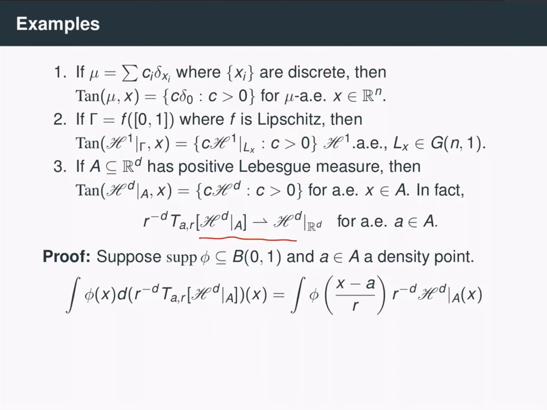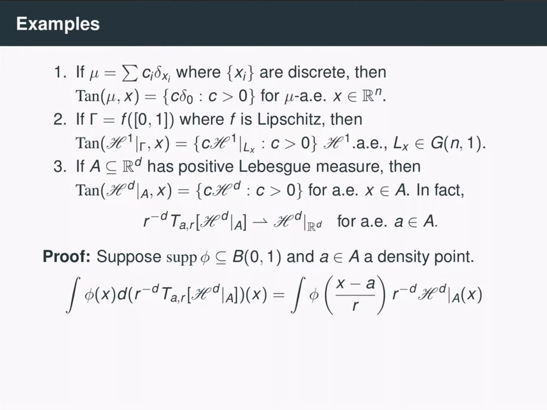So we need to show that this measure integrated against any continuous function of compact support converges to the integral of this function against the same continuous function of compact support. Without loss of generality, and for simplicity, we're going to assume that the support of our continuous function is inside the unit ball. Okay, now we're going to let a be a Lebesgue density point of the set big A.